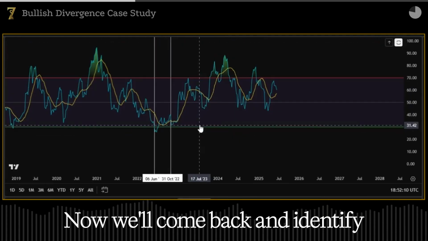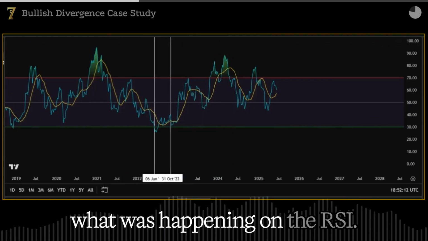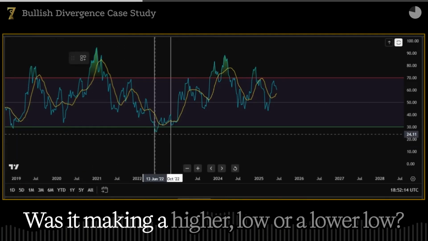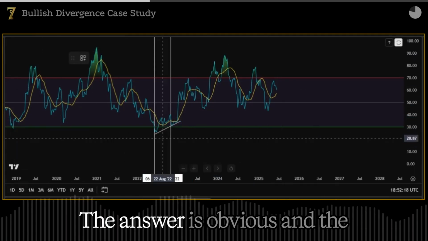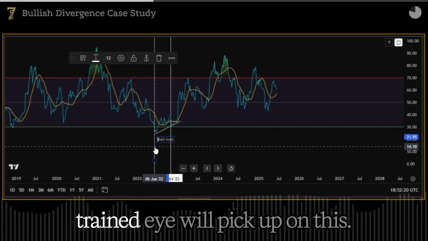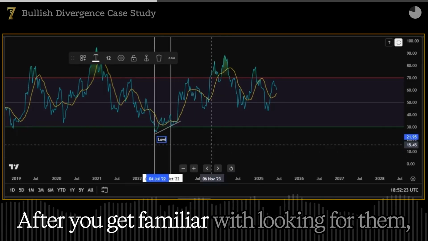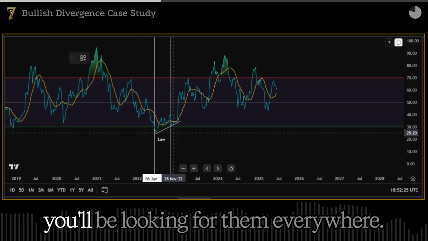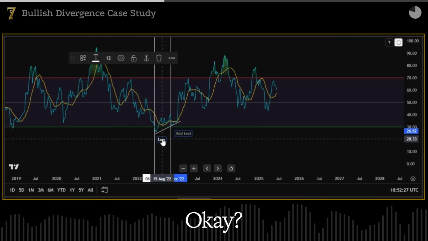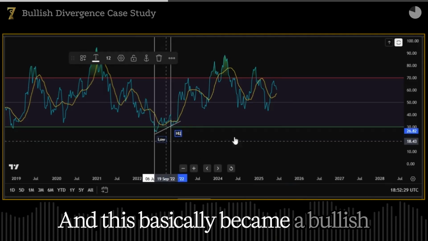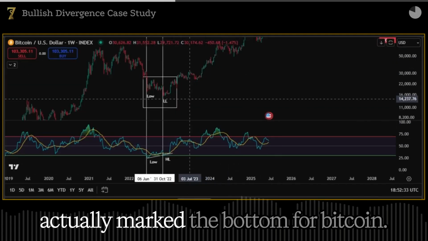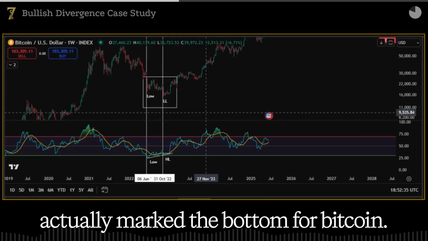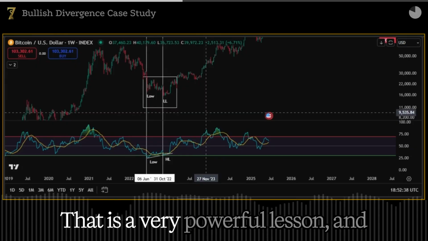Now we'll come back and identify what was happening on the RSI. Was it making a higher low or a lower low? The answer is obvious, and the trained eye will pick up on this. After you get familiar with looking for them, you will be looking for them everywhere, okay? And this basically became a bullish divergence that actually marked the bottom for Bitcoin. That is a very powerful lesson.